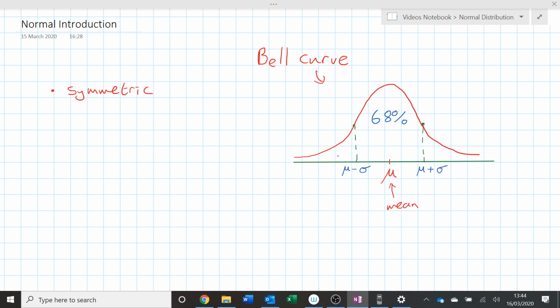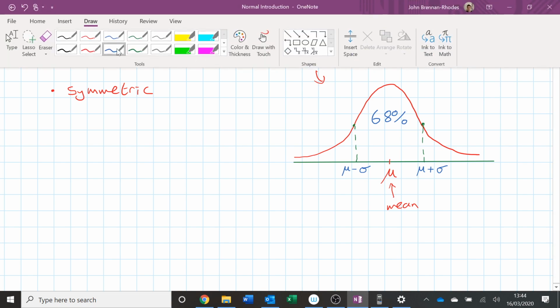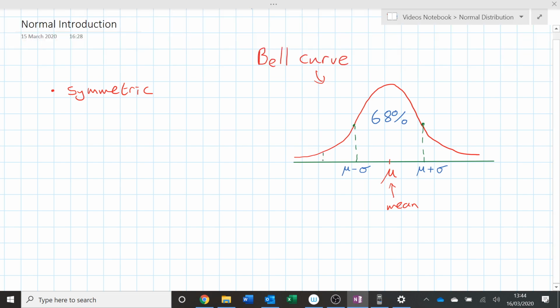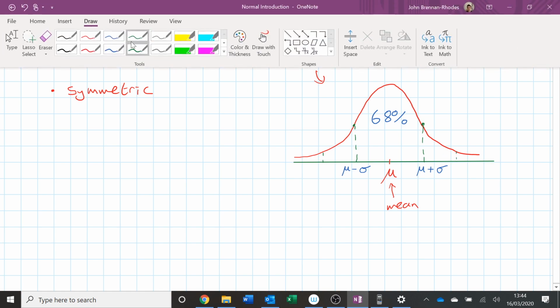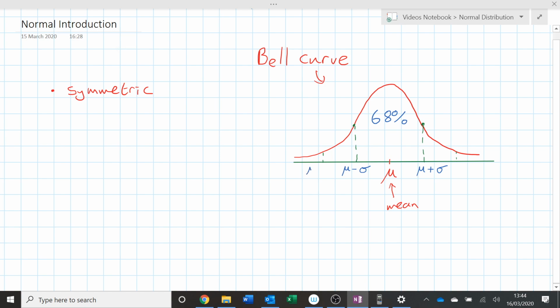To go a bit further, if I was to go one more step and go to 2 standard deviations from the mean, to that point there, here is mu minus 2 standard deviations, and here is mu plus 2 standard deviations. You actually get 95% lying within 2 standard deviations.